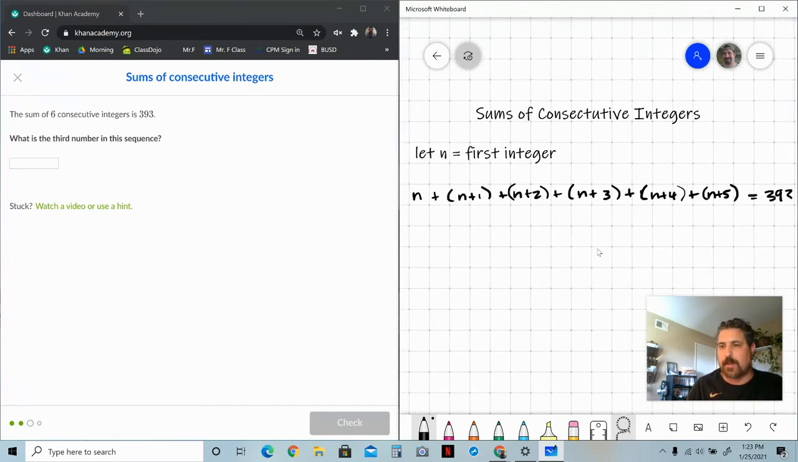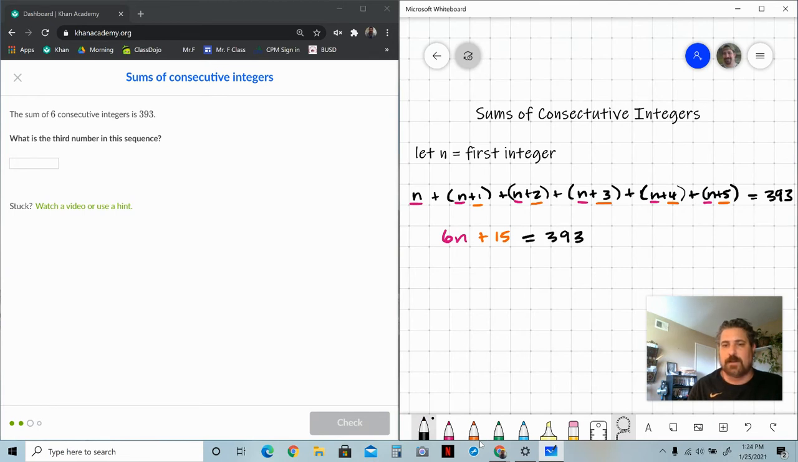All right, cool. So let's combine our like terms. We have 6 n's, so 6n. And the additions are going to be our like terms: 1 plus 2 is 3, plus 3 is 6, plus 4 is 10, plus 5 is 15. So it'll be 6n plus 15, and then you set that equal to 393.